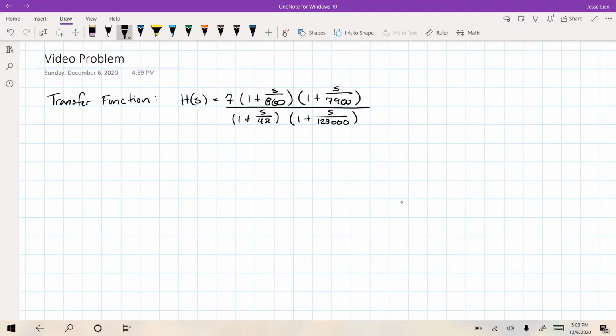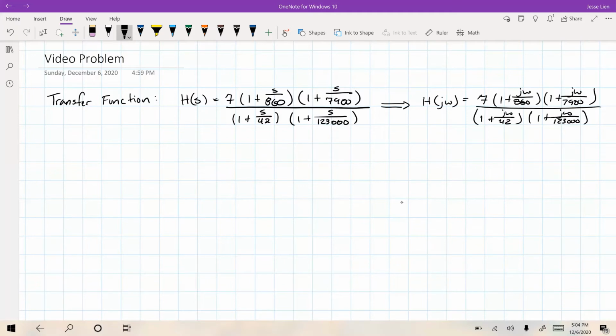So for this question, we have this transfer function: 7 times (1 plus s over 860) times (1 plus s over 7900) in the numerator, and (1 plus s over 42) times (1 plus s over 123,000) in the denominator. Our first step will be to switch the s terms into j omegas. After we finish that step, we can then change our equation to the magnitude equation that will be used to make the Bode plot by doing 20 log base 10 of each term in the equation.